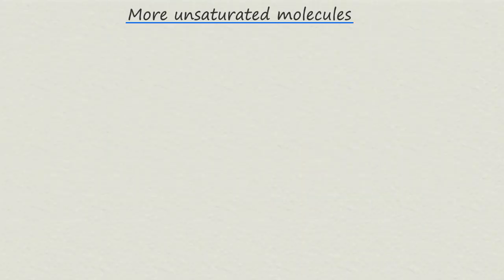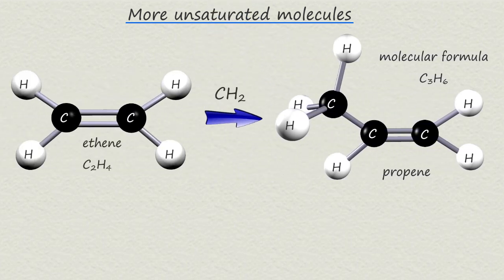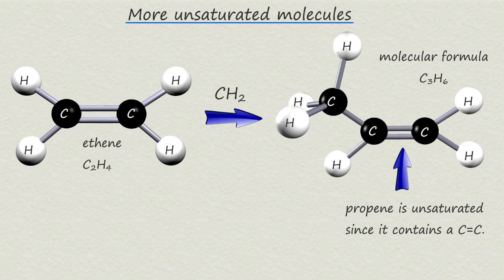The next member of the alkene homologous series is propene. Now the molecular formula for propene is C3H6, and it is obtained by simply adding a CH2 group to an ethene molecule. A ball and stick model of a propene molecule is shown. Now like ethene, it contains 1 carbon-carbon double bond and so is unsaturated.